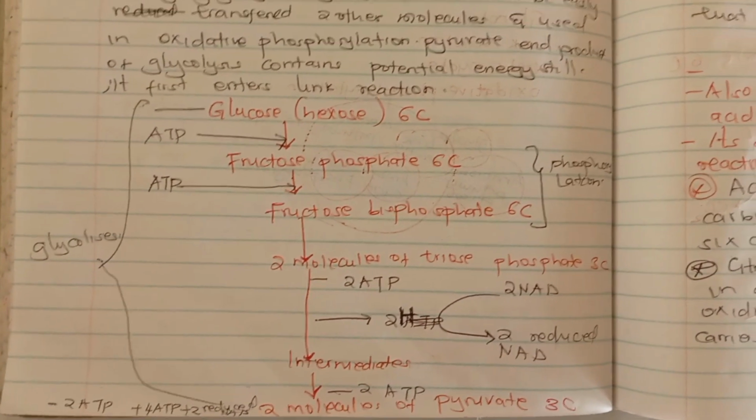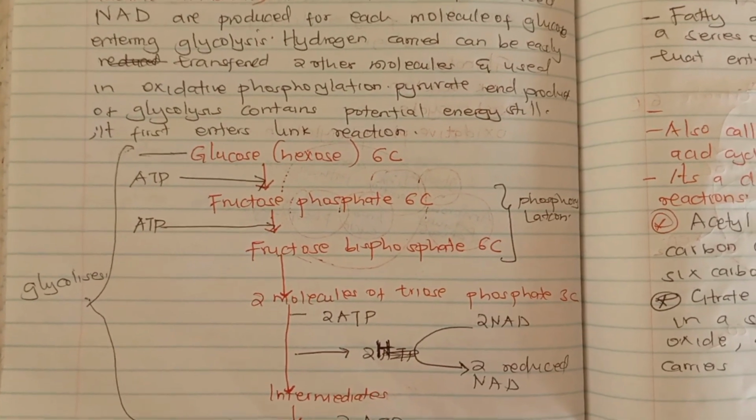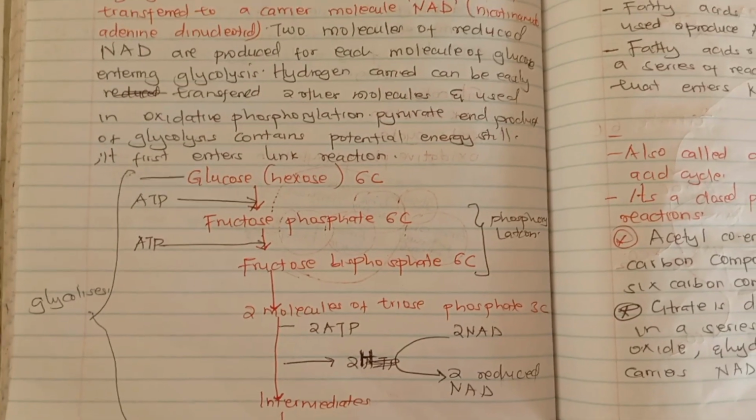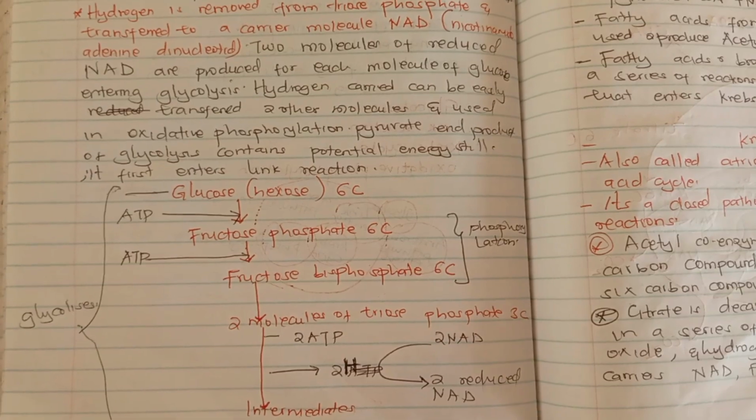So in short, this process just involves the conversion, or breakdown, of glucose into pyruvate, 2 molecules of pyruvate.